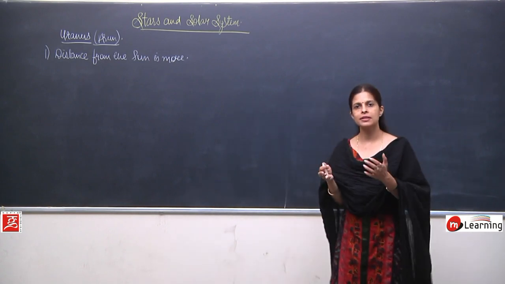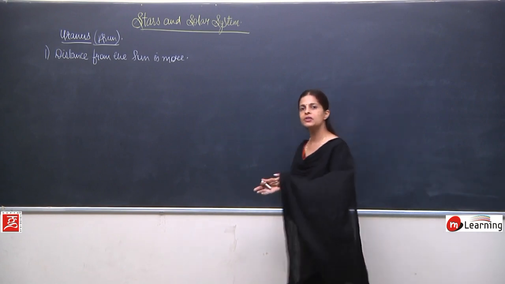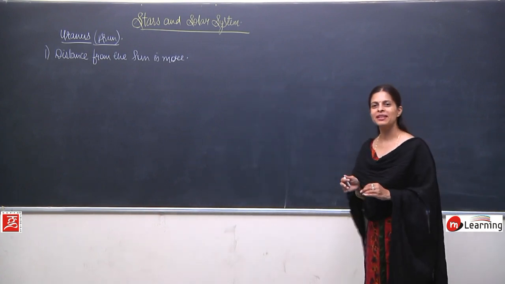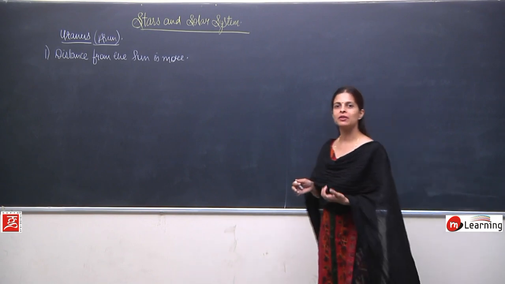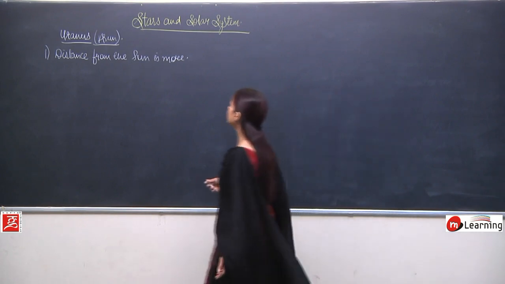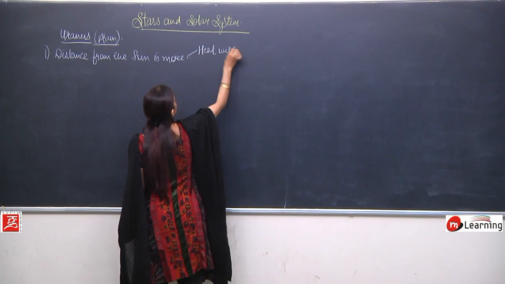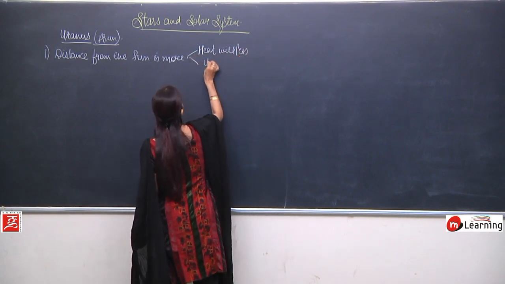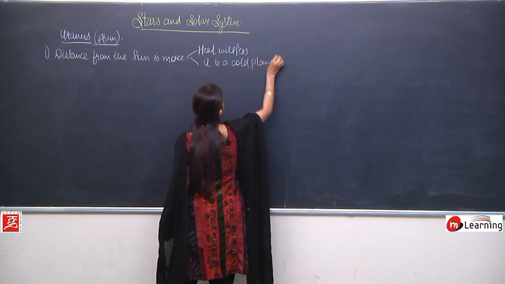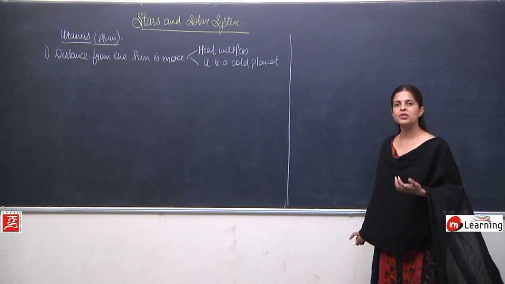And now, what will be the consequences of this? When the distance from the sun is more, definitely the amount of heat which will reach the surface of Uranus will be very less. Definitely this planet will be the cooler one. The surface temperature will be very low. So, when the distance from the sun is more, heat will be less. Now, we can say it is a cold planet. So, it is a cold planet, the surface temperature is very, very less.